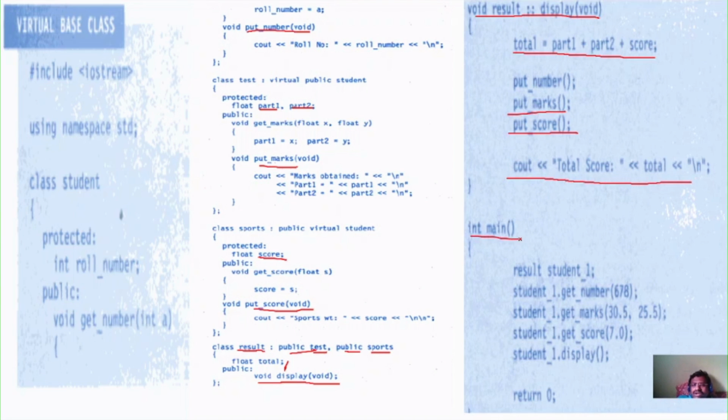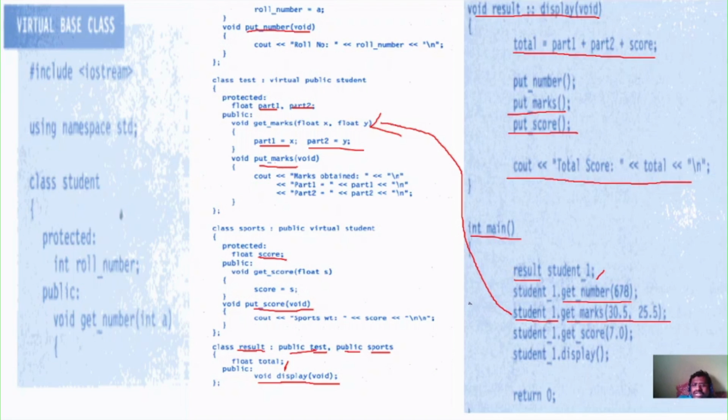Now in int main, we have to create an object called student underscore 1. It is the object of the class result. Now to access all the member functions defined inside the class, student underscore 1 dot get number 678. 678 is the number given as the roll number, whereas student 1 dot get marks 30.5, 25.5. Whenever this function is called, it is going to invoke that function, where it assigns the value of 30.5 to part 1 and the value of 25.5 to part 2.